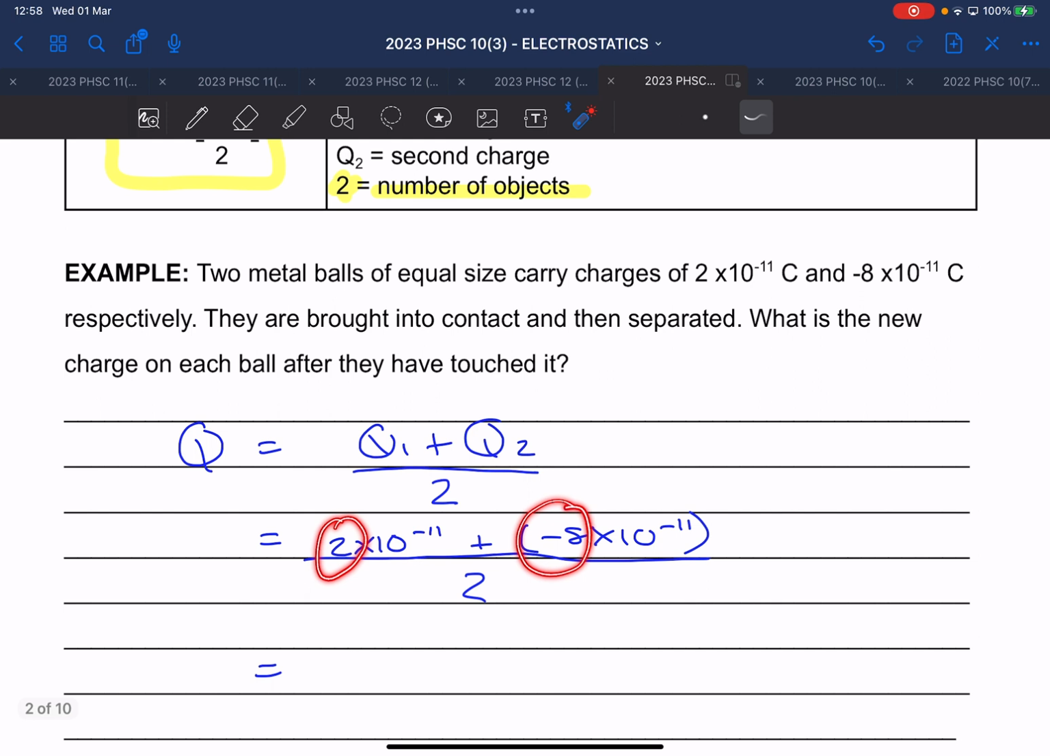2 plus negative 8 gives you what? Divided by 2. So we have negative 3, and then what is left over? Times 10 to the power negative 11. Is that right, Renewal?